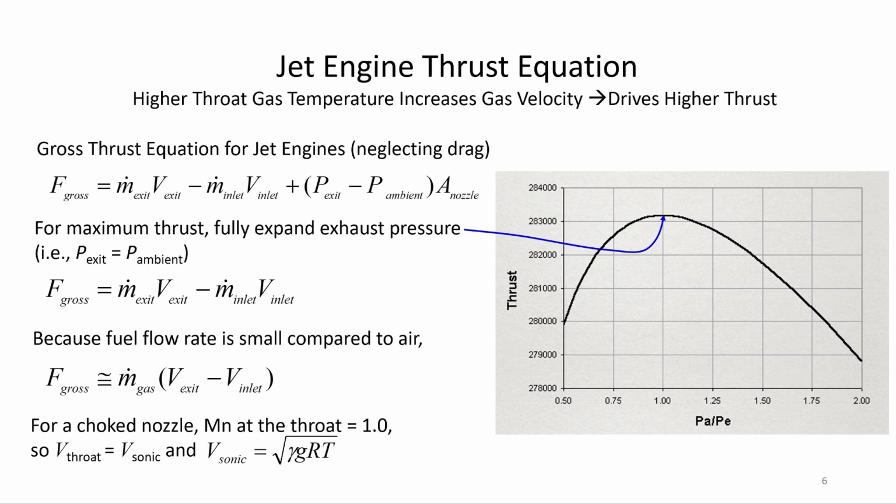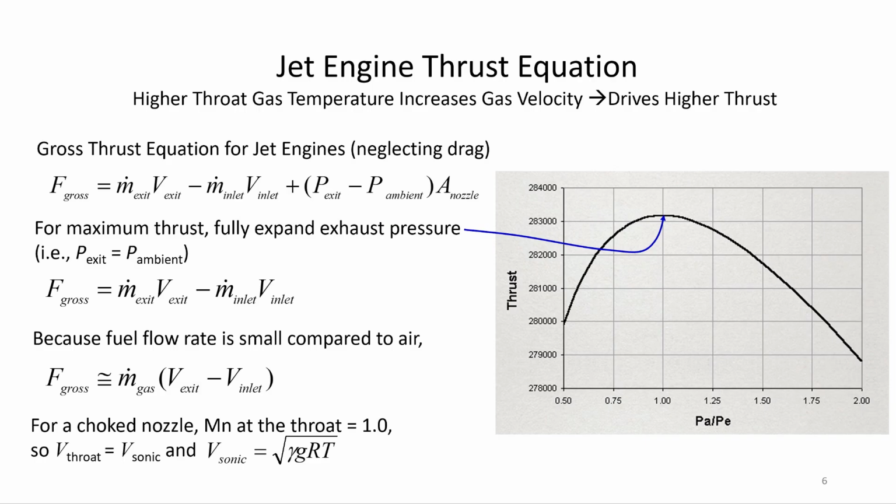Jet engine thrust equation. We want higher turbine gas temperature because that increases the gas velocity, and of course that gives you higher engine thrust. Now, the gross thrust equation is very simply on the first line. The gross thrust is equal to the mass flow rate of the exit gas minus the mass flow rate of the inlet gas, each times its velocity. And then we've included a pressure term, P exit minus P ambient, times the nozzle area.